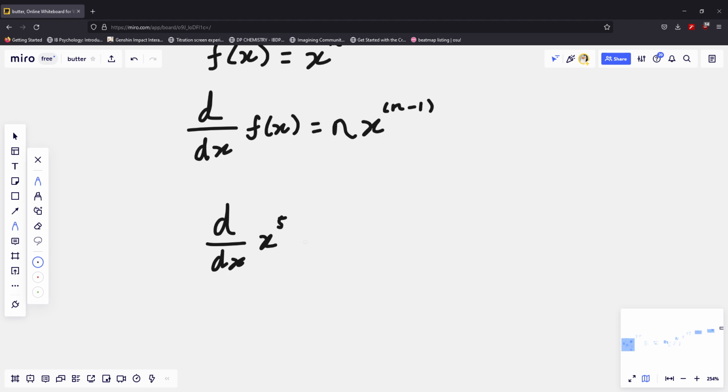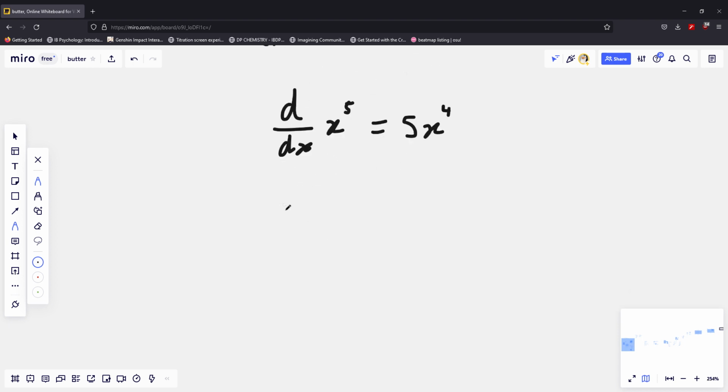Alright, I hope you paused the video and figured it out. Now what you do is you just bring the 5 down, so the 5 is the coefficient, the x stays, and we're going to subtract 1 from the exponent. This becomes a 4. So this is the derivative. This is pretty simple: bring the 5 down, subtract 1. Easy. Let's do another one.